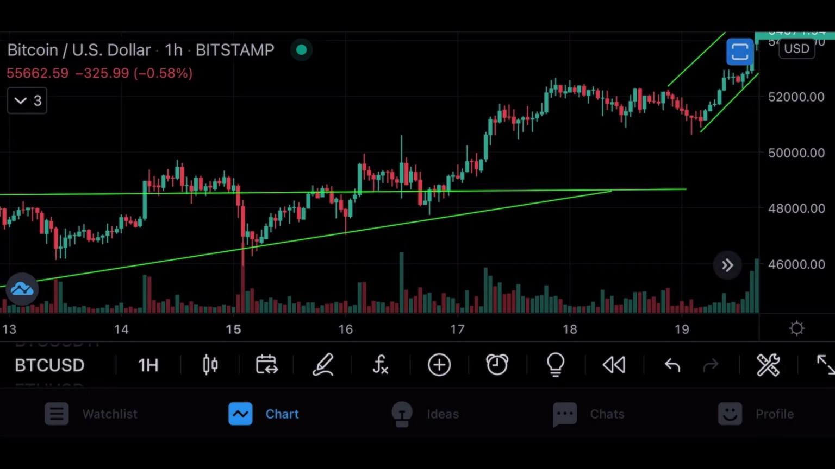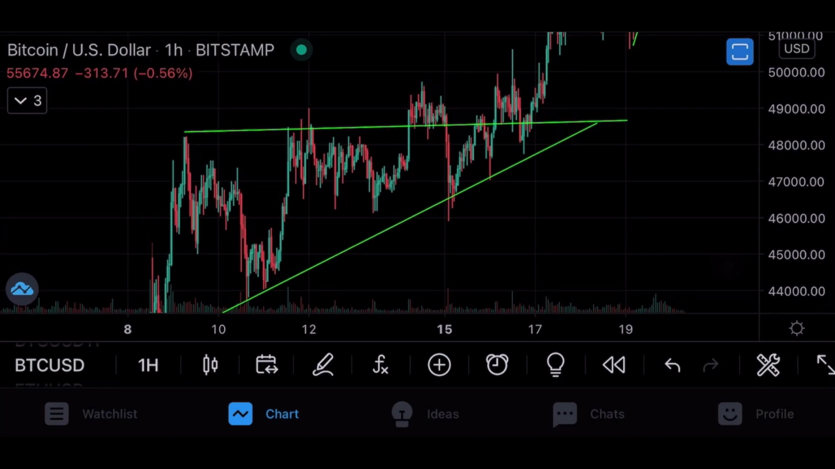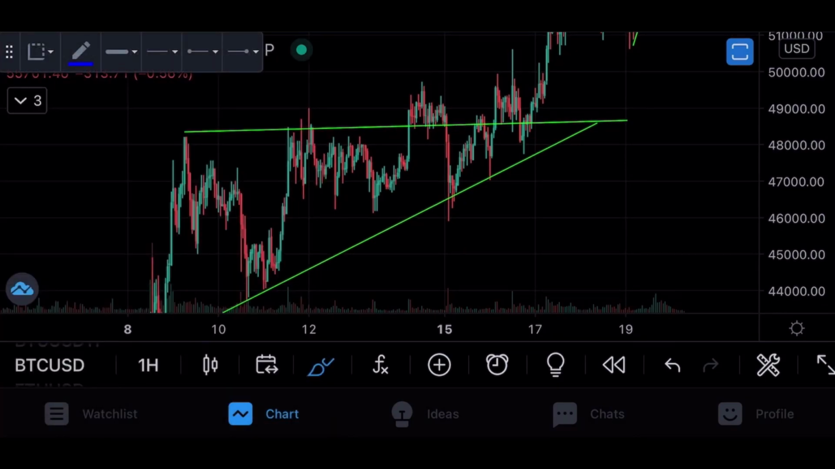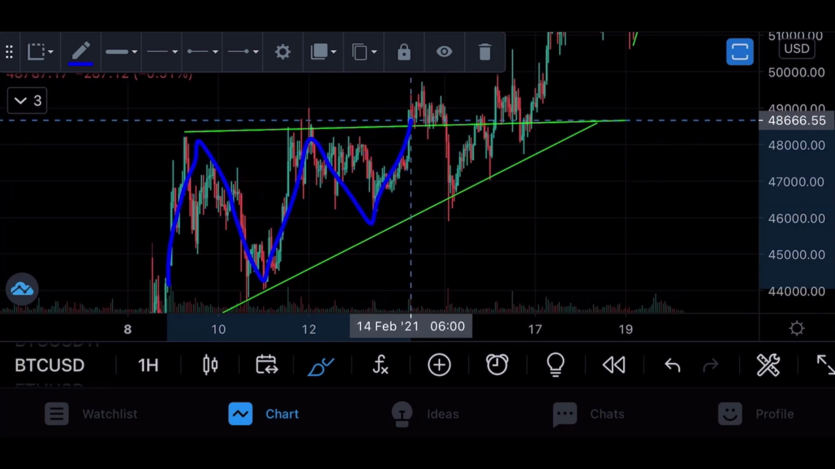Like, for example, here, in this ascending triangle, you see we're price consolidating. We're seeing basically higher lows. The highs are about the same, but higher lows, boom, higher lows, boom, higher lows.